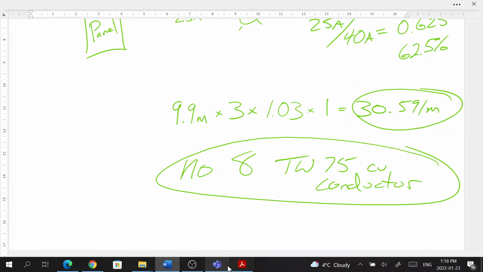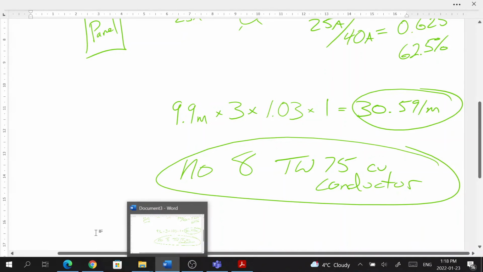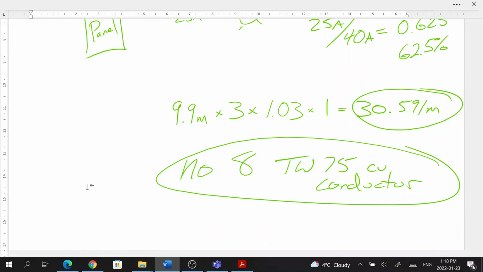Okay, hopefully that helps. It's a little convoluted. It takes a little bit of trial and error. As you can see, I had to calculate for number 8. If that wouldn't have worked, if it would have been less than 30.4, then I would have known that I have to go up to the next size conductor and see if that worked. But fortunately, number 8 works for us.